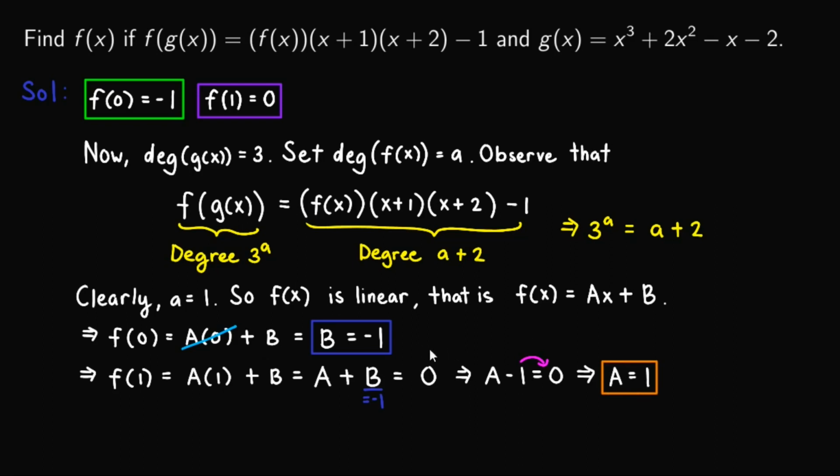Lastly, we just plug in these values to our given out here. So if this one becomes 1 and this one becomes -1, then we'll have 1 times x plus -1, or when simplified is f of x equals x minus 1. This out here is our final answer.